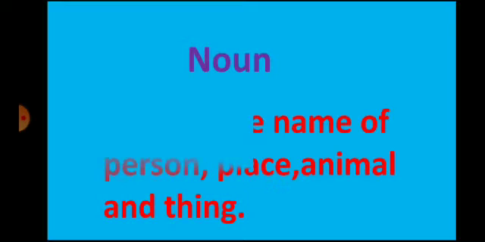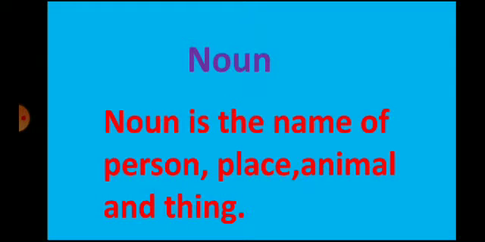Children, we have already studied what a noun is. What is that? Yes, everything in the world has a name. So, a noun is the name of any person, place, animal or thing. Now we will see what a singular noun is and what a plural noun is.